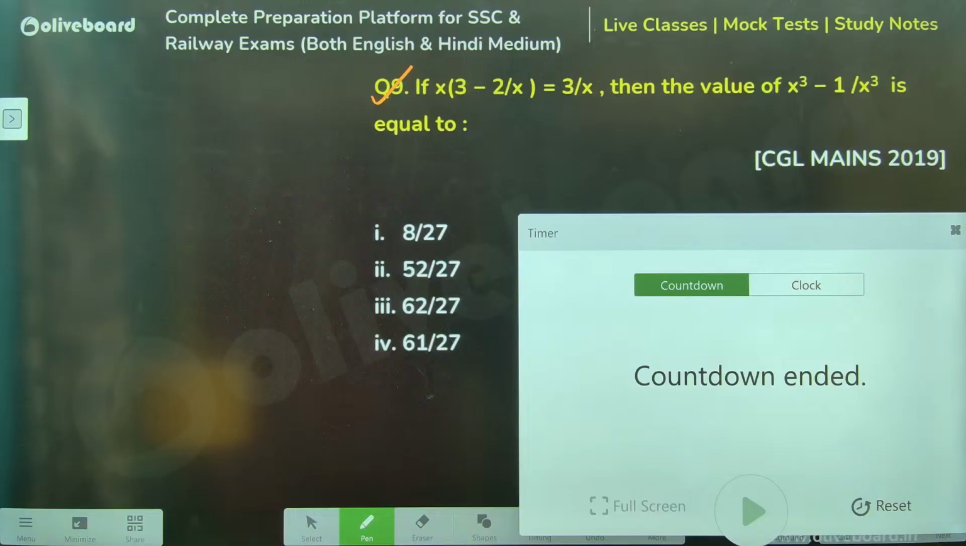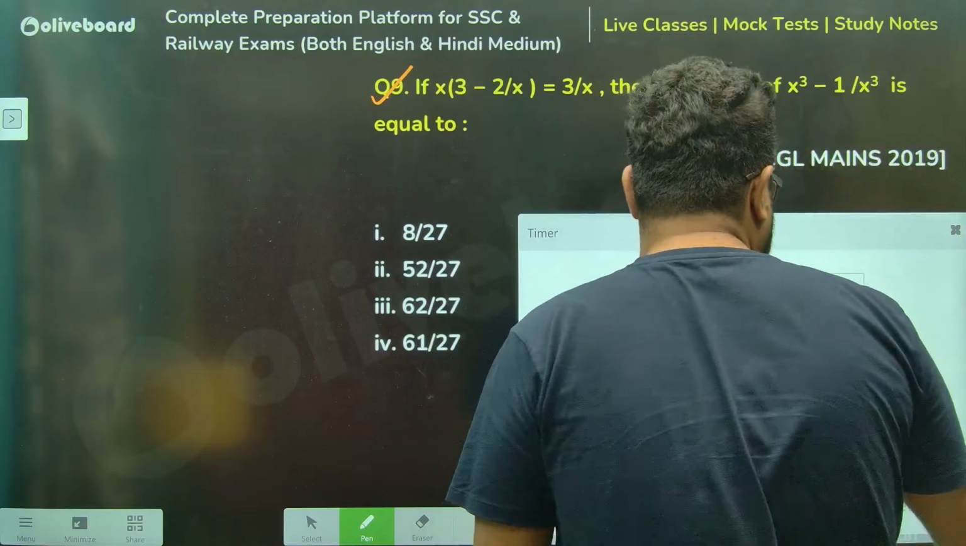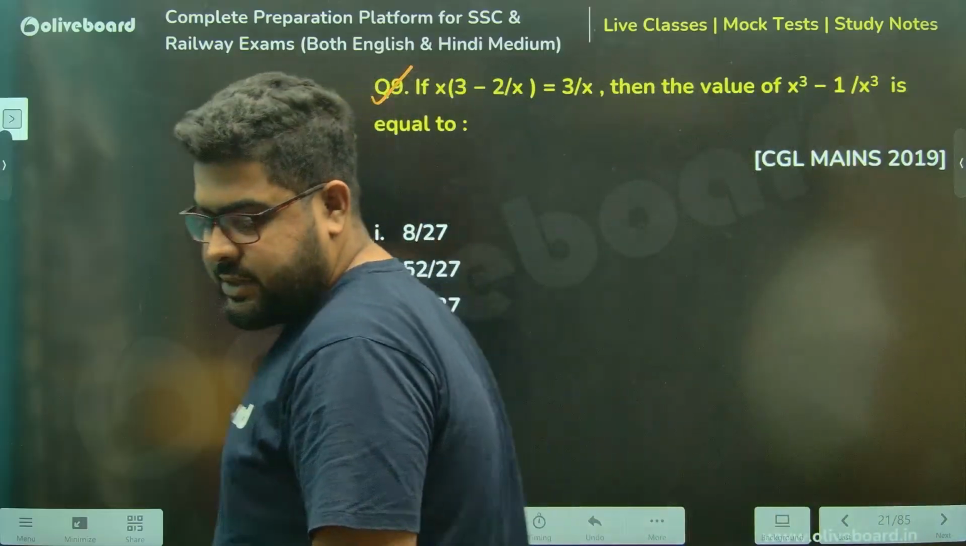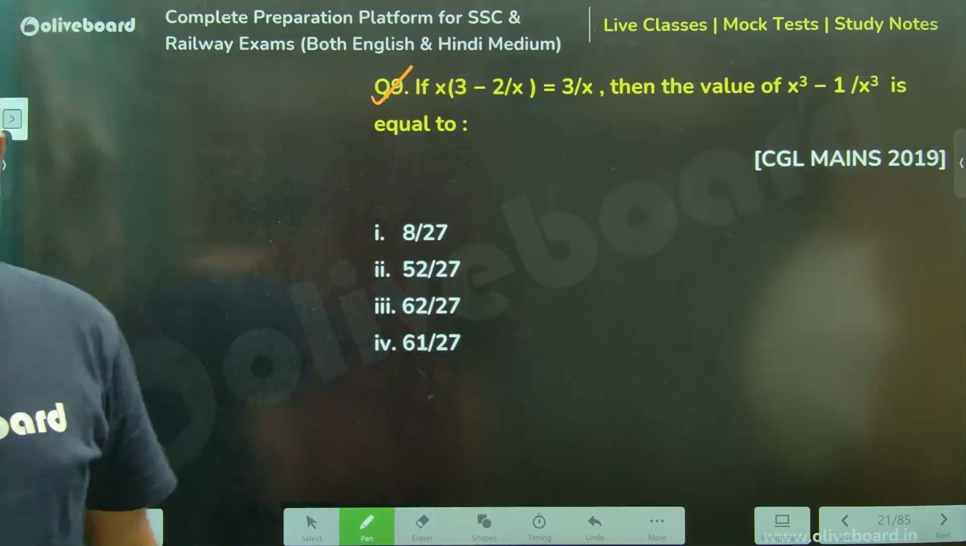Time is up. I got a couple of answers. No answers for this. This was the previous answer. How to do this?